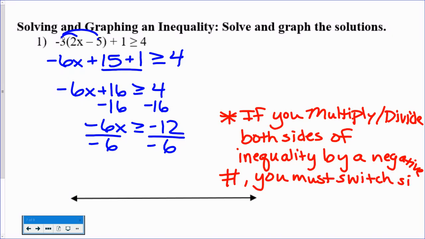I'm sure that's a rule that you've been taught before in your previous algebra classes, but just a reminder there. So this means that I will get 1x, and since it was greater than or equal to, I need to flip that sign because I divided by a negative on each side, to less than or equal to, and this would give me a positive 2.